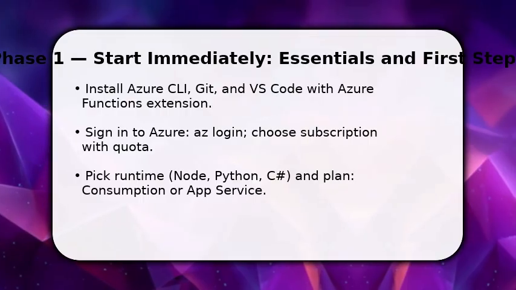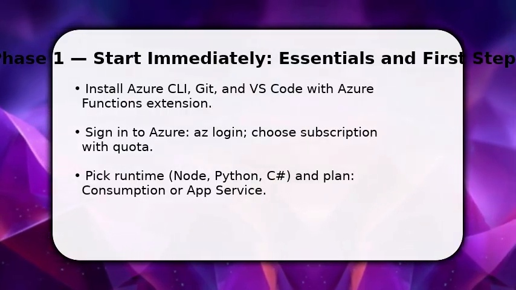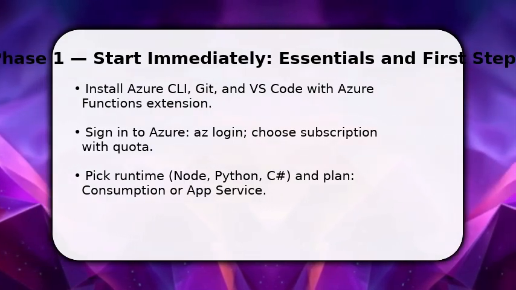Once done, open VS Code, initialize a new function app with the command palette, and create your first HTTP-triggered function, so you can test locally immediately.